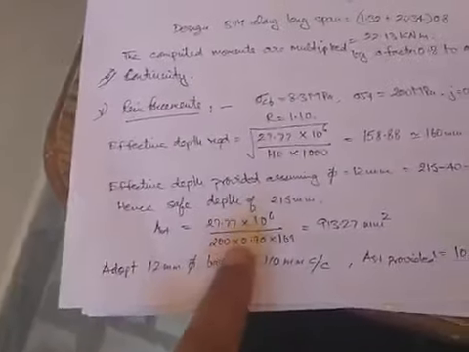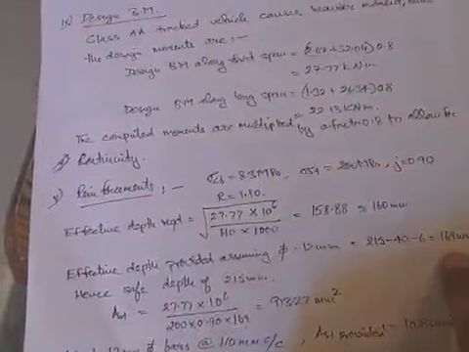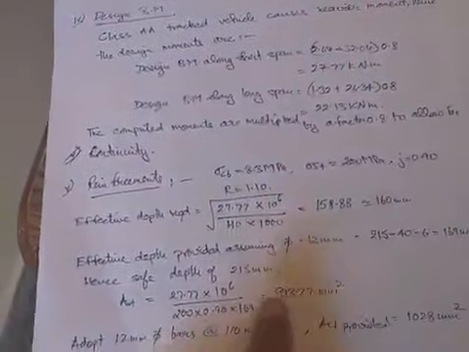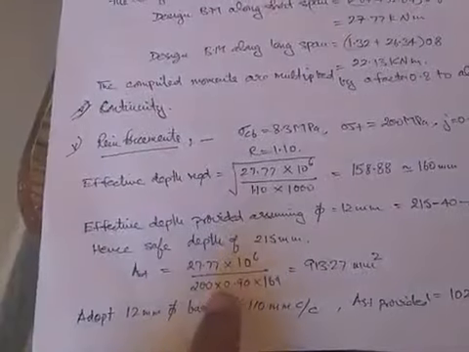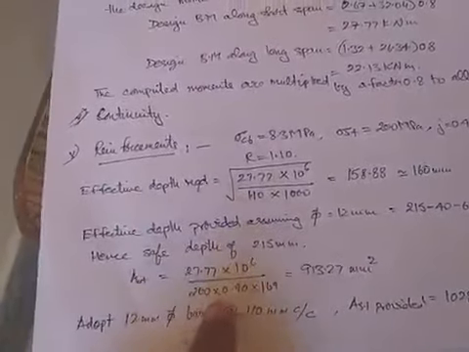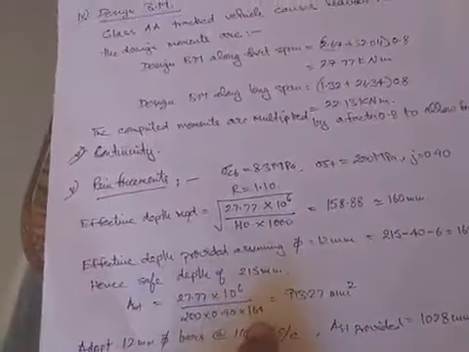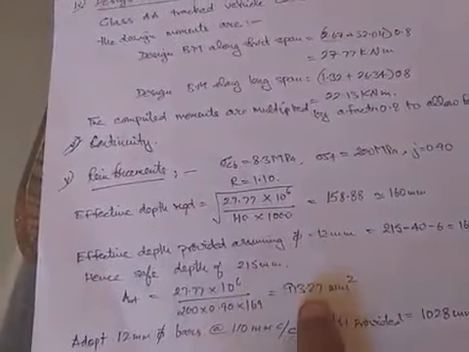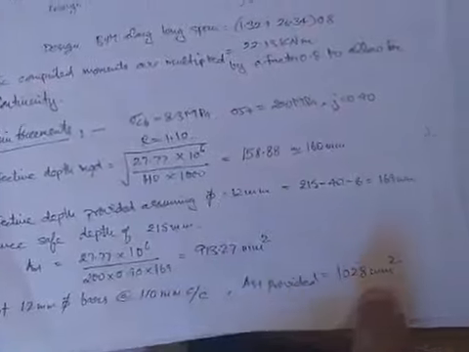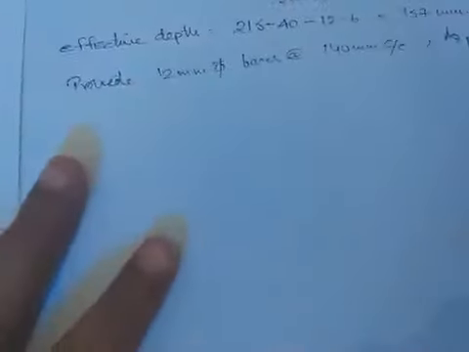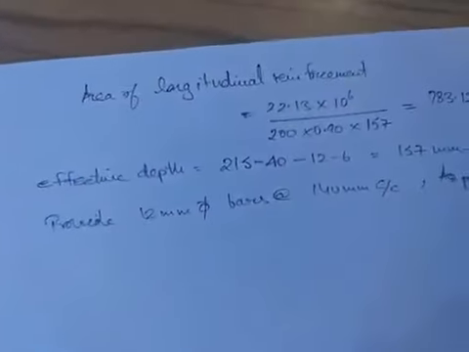Similarly, 169 is always greater than 160, hence we are safe for the section. Steel can be provided as per our case, as M by sigma st into j into d. So you can calculate this value. You provide 12 mm diameter bars at 110 mm spacing, so the Ast provided is 1028 mm square. Similarly, you can provide the steel for the other case for the longitudinal reinforcement.